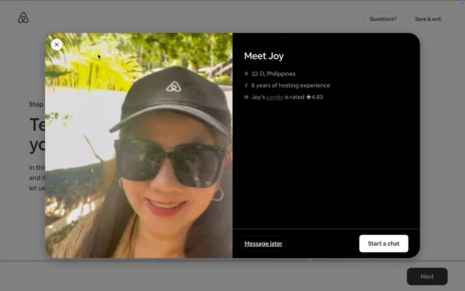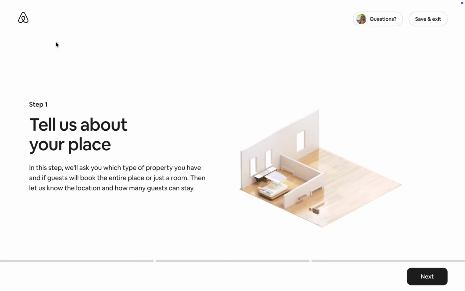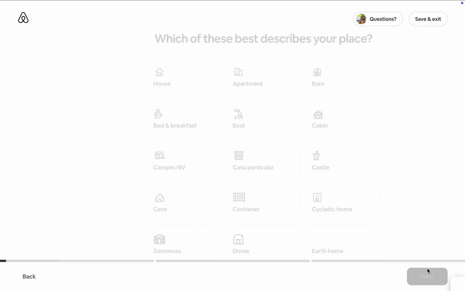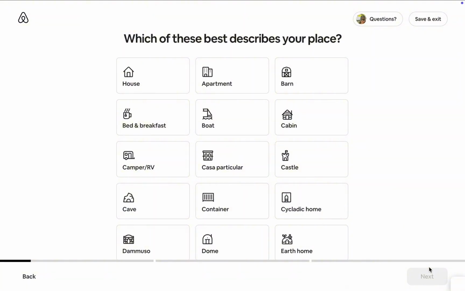Example: if your estimated income is 40,000 and expenses are 25,000, your profit is 15,000. Tip: always calculate your worst case scenario before starting.